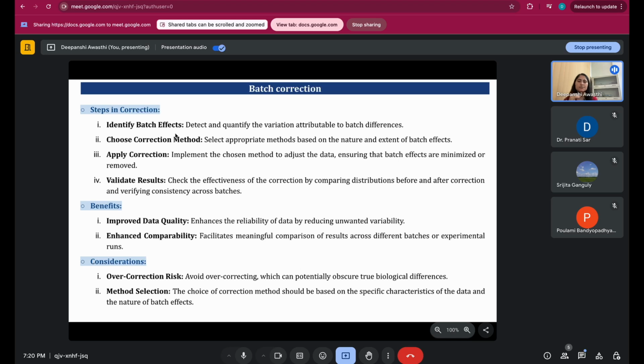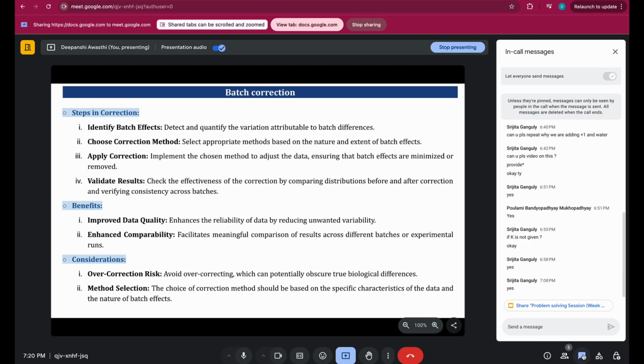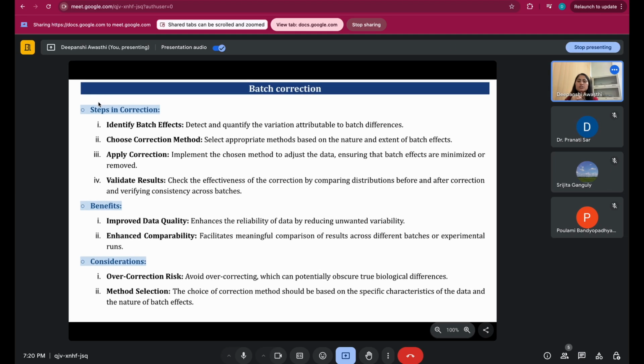Now, what are the steps in the correction? As we are talking about batch correction, there are multiple steps which are used. First is to identify the batch effects. In this step we detect and quantify the variations which are attributable to the batch differences. If there is no batch effect, or no difference between the two samples, we cannot go for batch correction. So firstly we need to identify what the batch effect is.